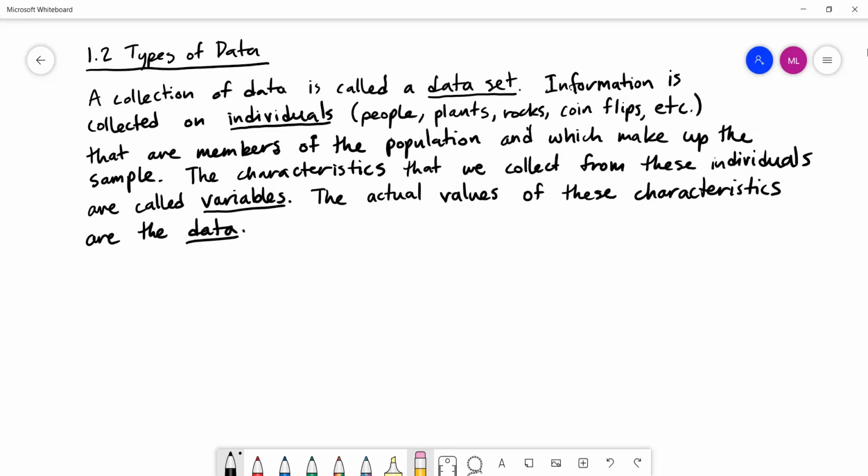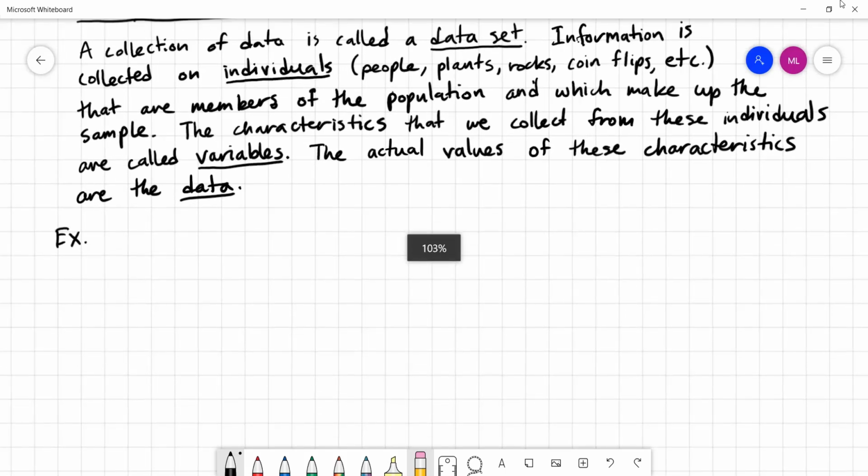And so I just want everybody to be comfortable with these words and know what they mean. We've got a data set, which is just a big collection of data. The individuals are the people or items or events that we're studying. The characteristics that we're interested in from those individuals are what we call variables. And then the actual values of those characteristics are the data. So let's do a quick example to make these a little more concrete.